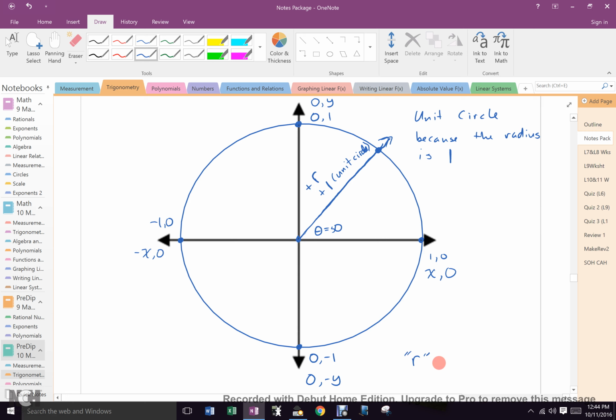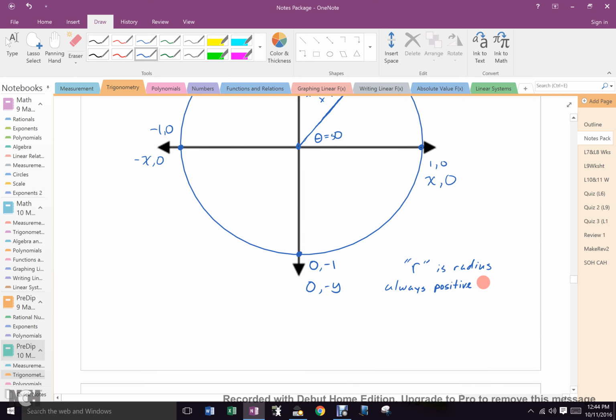R is the radius, and it's always positive, because it's a magnitude.